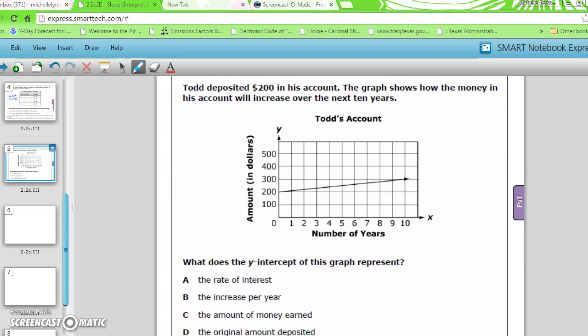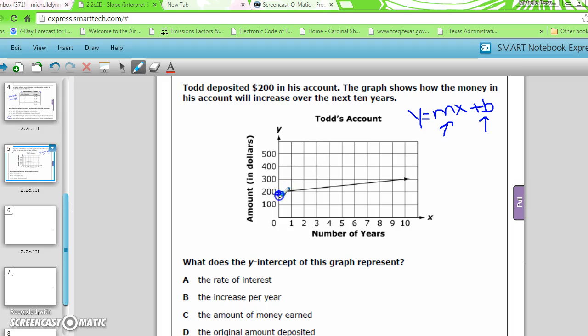Todd deposited $200 in his account. The graph shows the money in his account will increase over the next 10 years. What does the y-intercept of the graph represent? Remember in y equals mx plus b, b is your y-intercept. That's where you begin. After you graph that, then you use your slope to move from there. So your y-intercept is where you begin. So the y-intercept is here at 200.